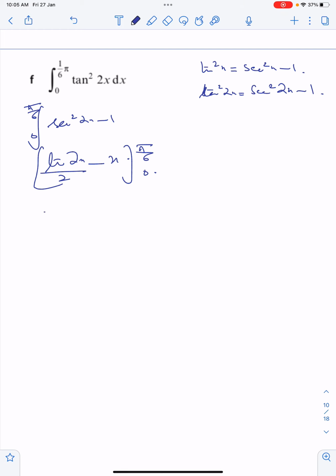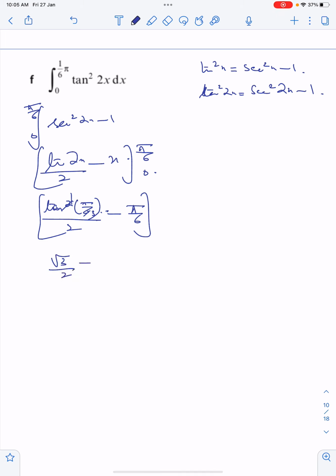Okay, so tan of 2 into pi by 6 upon 2 minus pi by 6, the first bracket, minus tan of 0 minus 0 would be giving you a 0 only. So no use writing down the second bracket. Okay, 2 times pi by 6 is pi by 3. Tan of pi by 3 is root 3, upon 2 minus pi by 6. This is the final answer. Even if you want to take out the LCM, you can. It will become 3 root 3 minus pi. Okay, so either this or this will be acceptable.